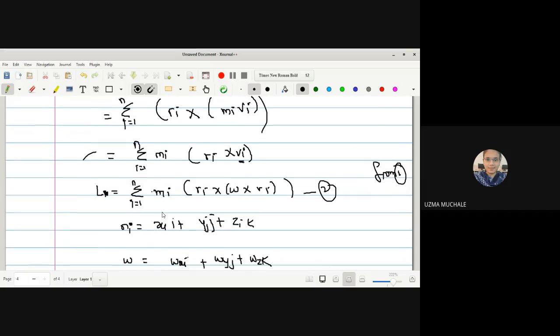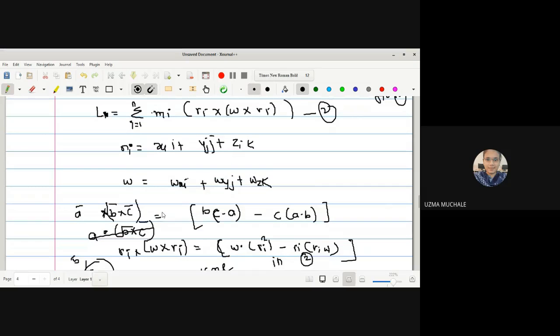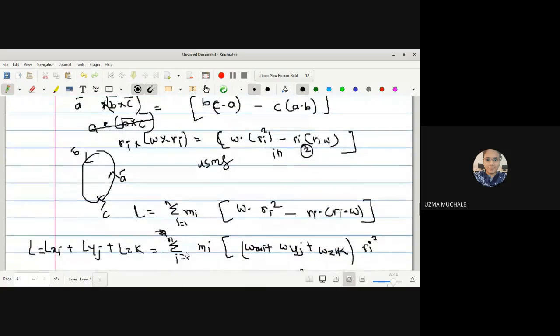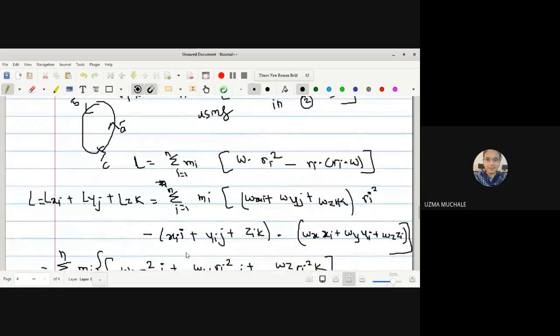And after that, we have to use a triple product. The cross product A cross B cross C is B (A dot C) minus C (A dot B). So what is our A? Ri. B is W and C is Ri. So one vector is repeating here, and hence we get this relation. Using this in our equation 2, we have this term.